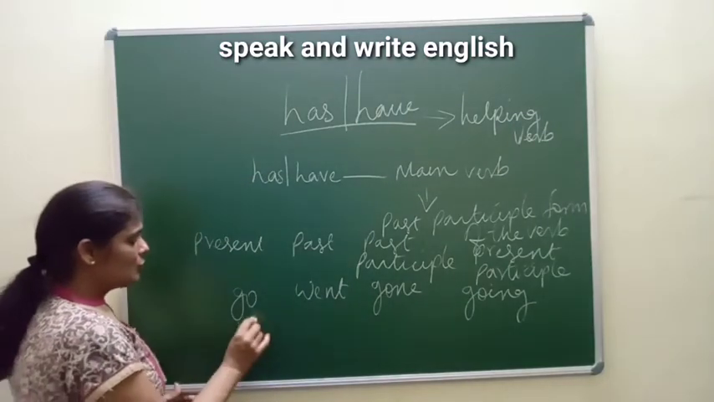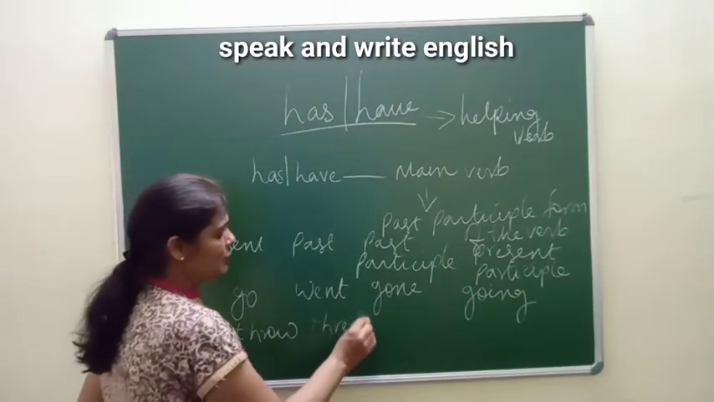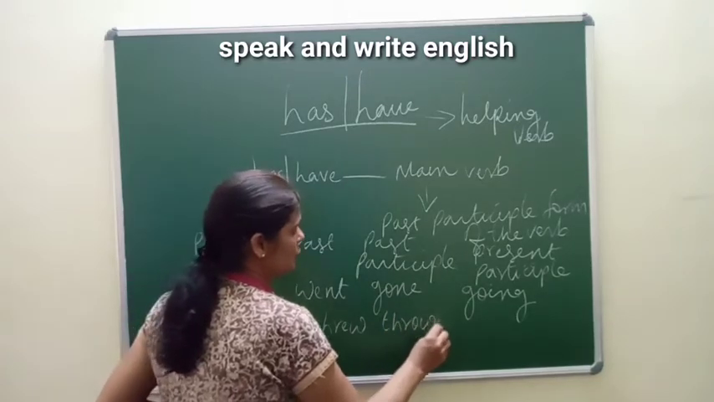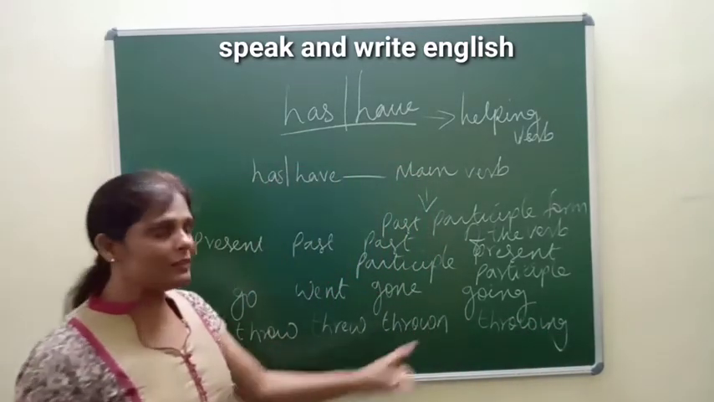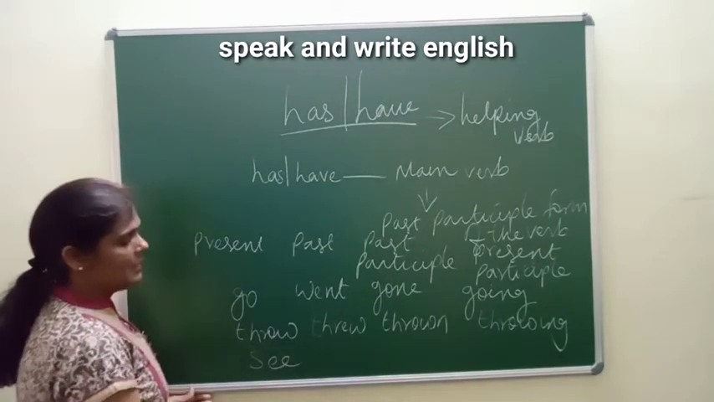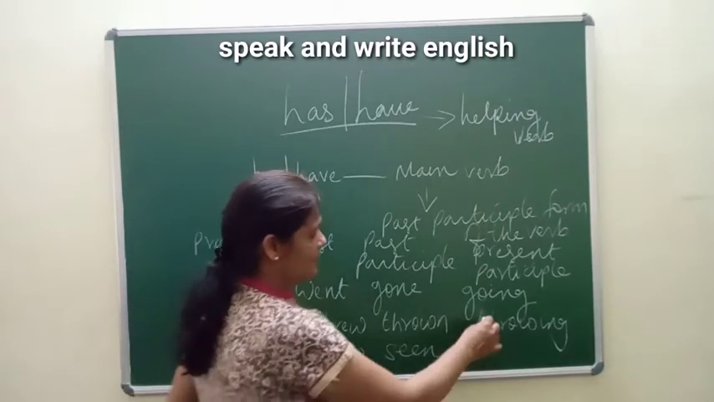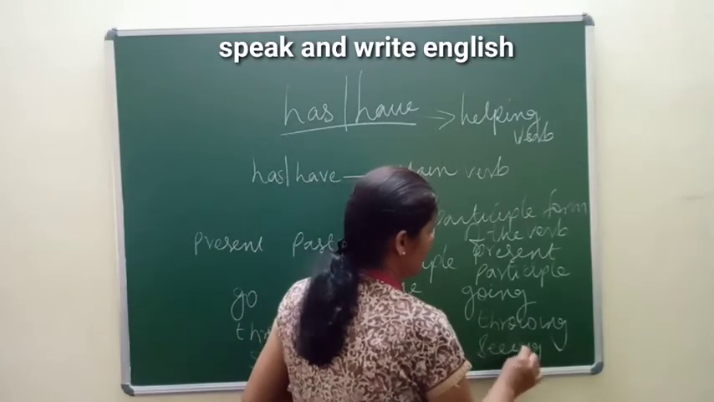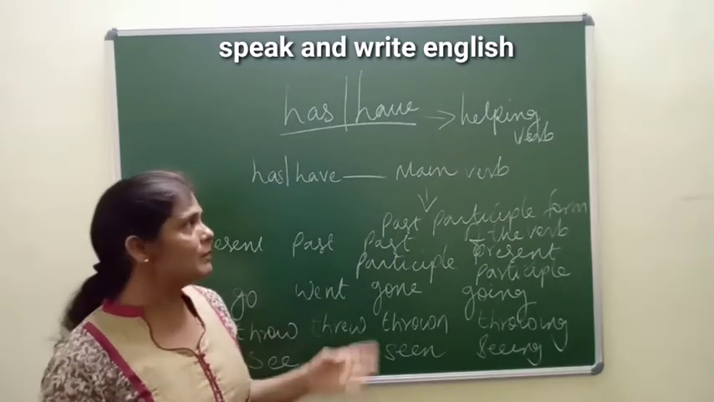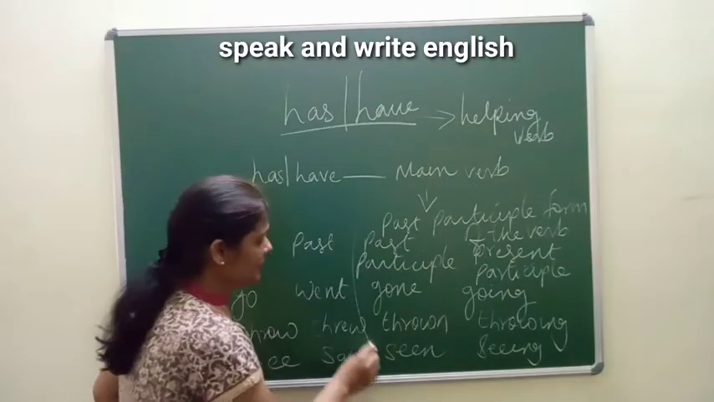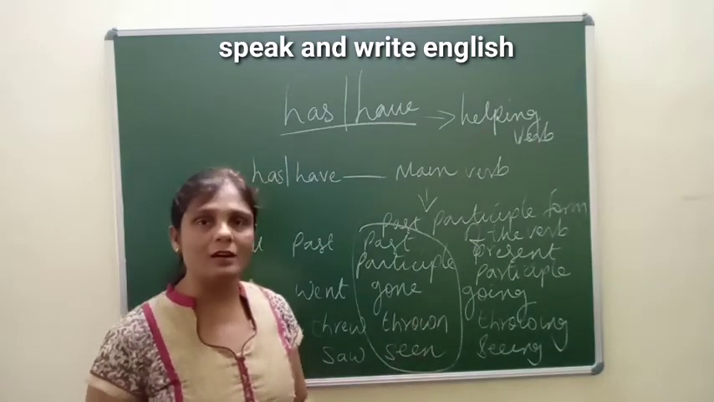If I take the verb throw, the past tense is going to be threw. The past participle is thrown and here it will be throwing. If I make use of the verb see, the past tense of see is going to be saw. The past participle is seen and the present participle is going to be seeing. So when the verbs has and have act as a helping verb, the main verb in a sentence will take the past participle form of the verb.